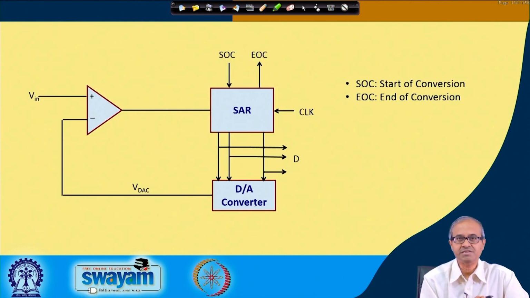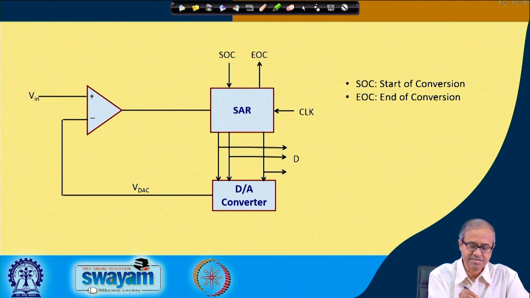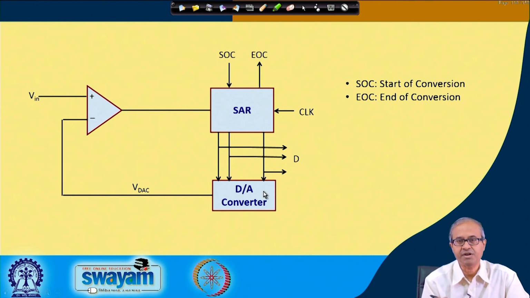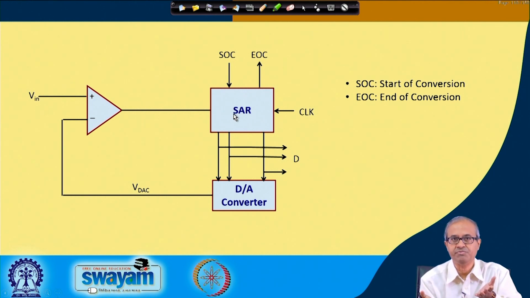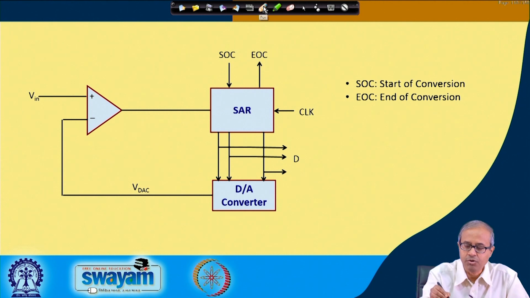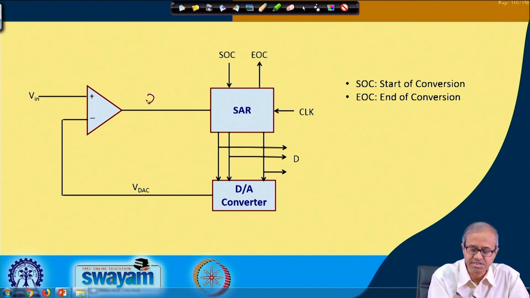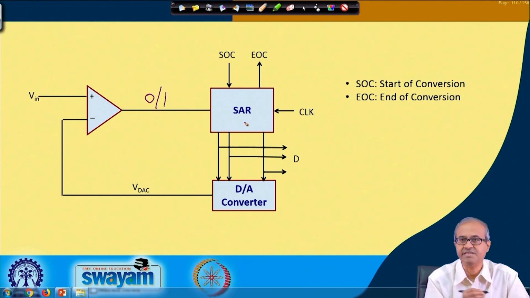Block diagram wise, this is how a successive approximation AD converter looks like. There is still a comparator and a DA converter, very similar to a tracking type ADC. Just the up down counter is replaced by a successive approximation register, and this implements actually the logic which we mentioned. Depending on whether the output of the comparator is 0 or 1, it takes a decision.